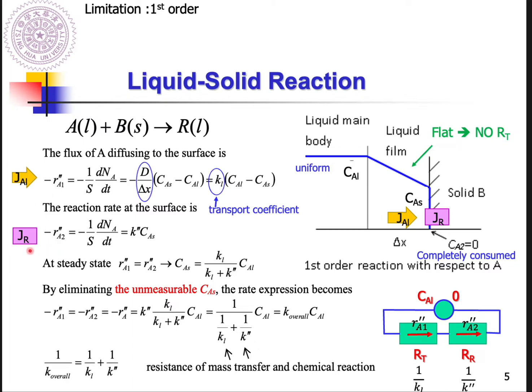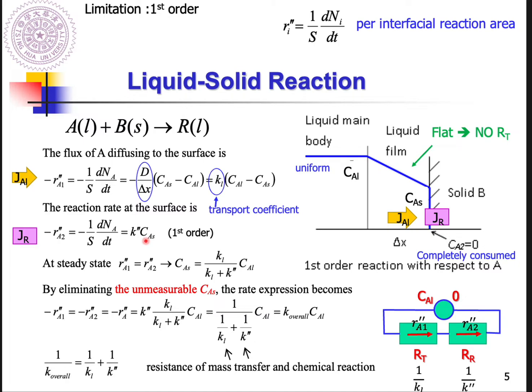Then let's try to write down the reaction rate at the surface. So it would be minus R double prime. Double prime means what? It is per interfacial reaction area, right? So we assume it is a first order reaction. So K double prime CAS minus 0, because the reactant A is consumed completely. So you got a CAS minus 0.